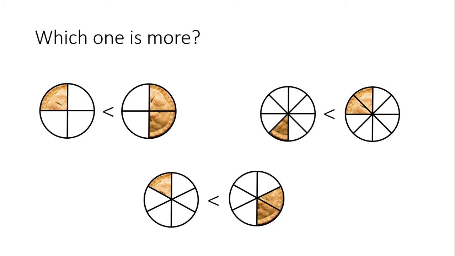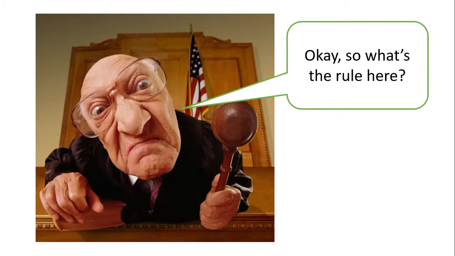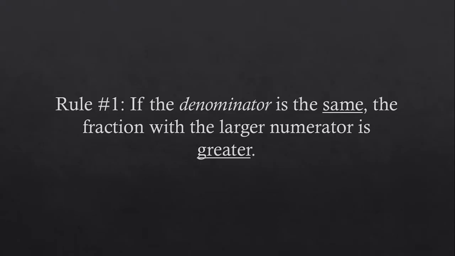So is there a general rule here that we can say about these kind of fractions? Yes, there is. And the general rule is this. If the denominator is the same for two fractions, the fraction with the larger numerator is going to be greater. Why? Well, because there are more of those equal pieces. So, if I'm looking at two sets of equal pieces, two equal pieces of the same size is always going to be more than one equal piece of the same size.